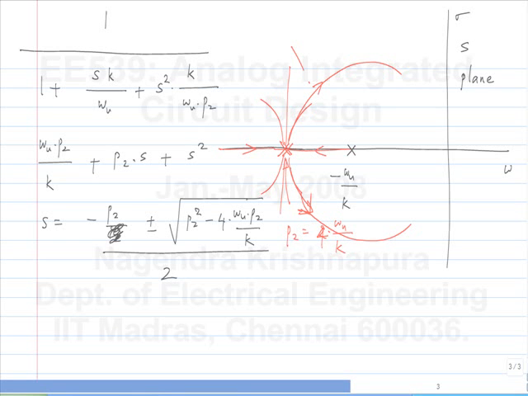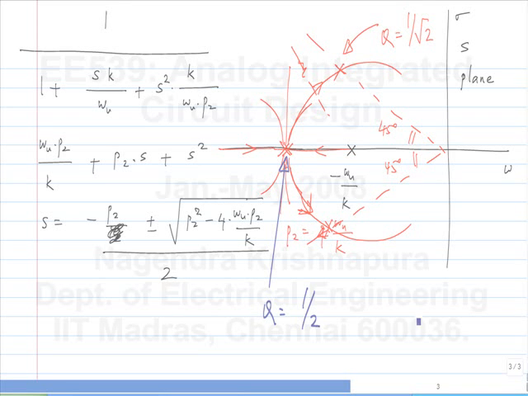When the two poles are at a 45-degree angle from the real axis, that's when you have the Butterworth response. This corresponds to a quality factor of 1 over square root of 2, and this corresponds to a quality factor of half. So this is critical damping, and this gives you maximally flat response.